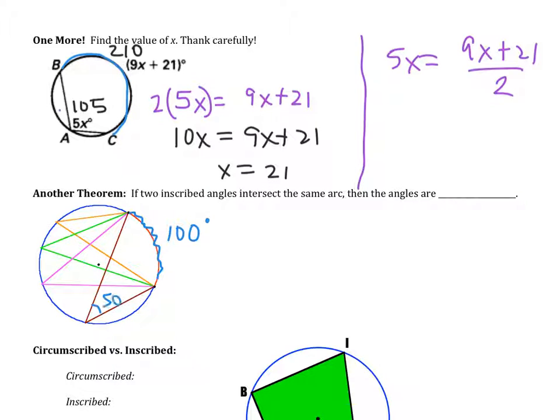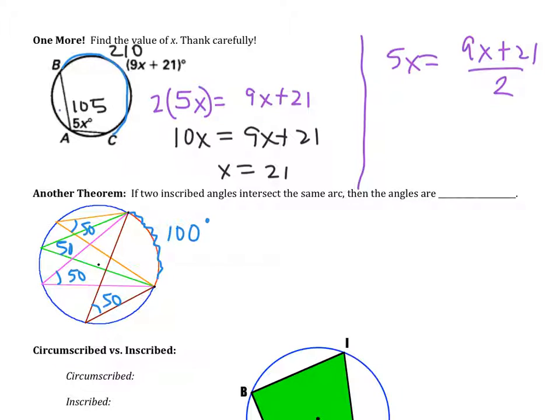50. Because remember that the inscribed angle is half the arc. What's the measure of the purple? 50. What's the measure of the green? What's the measure of the tan or orange? All right, what's true about all four of those angles? They're all equal to each other.